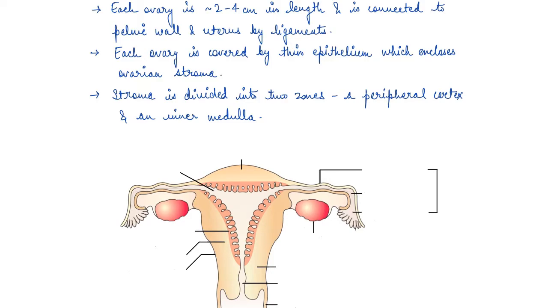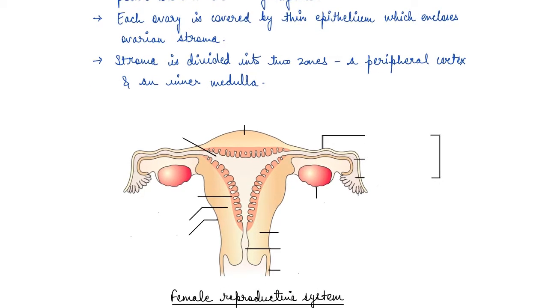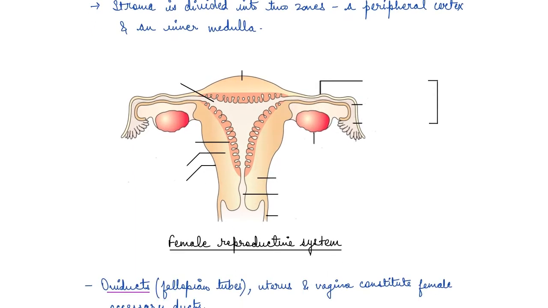Now, let's see what the oviducts are. The oviducts are also known as fallopian tubes. So the oviducts, then the uterus, and then the outer portion, the vagina, these three constitute the female accessory ducts, right? Now each of these oviducts will be in pairs because they are connected to two ovaries, right? Each fallopian tube is about 10 to 12 centimeter long, and it extends from the periphery of each ovary to the uterus. So let's see this diagram.